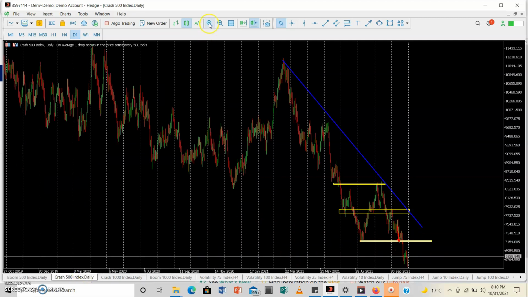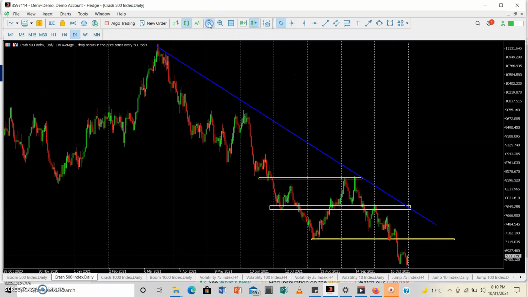Crash 500, we are in a downtrend. If you watch the previous videos, we had this analysis where we drew this trend, which shows that we are in a downtrend. And also besides the trend, we can also see that price is setting these higher lows as we go, right, showing that we are in a downtrend. Higher lows, right?